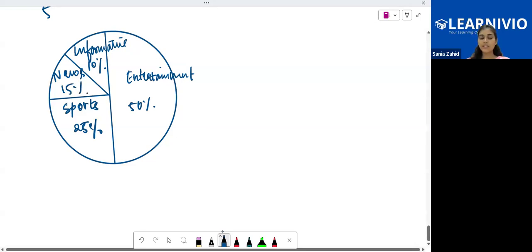This means this pie chart is representing the amount of time the person is requiring to watch the television. And in television, what are they watching? They're watching entertainment for 50% of the time. For sports, they watch 25% of the time. 15% of the time news, and only 10% of the time they are watching some informative content.